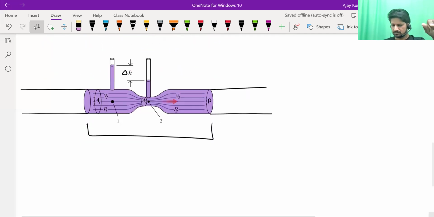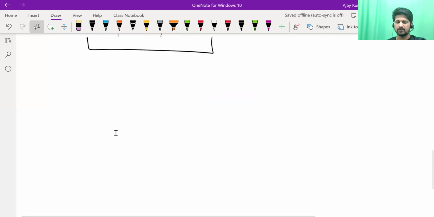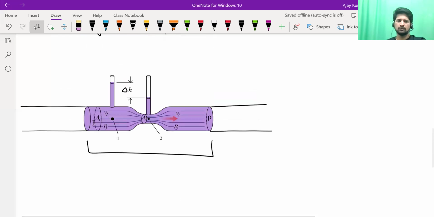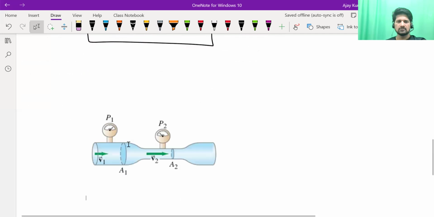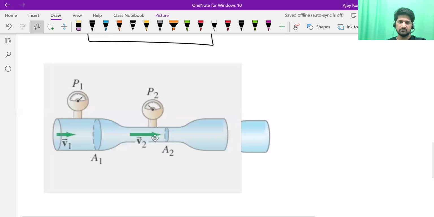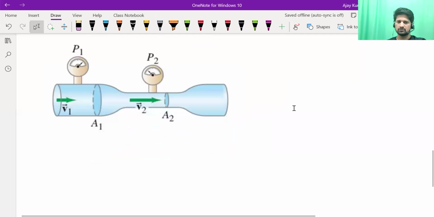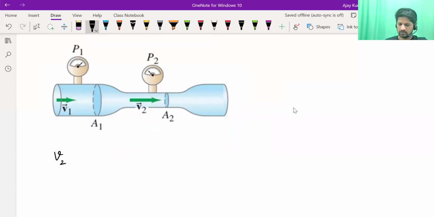Now, there are other types of venturimeters also. Consider this one. They don't show you the height of liquid. In fact, they are not open. It's not safe to allow every liquid to be open to the atmosphere. So suppose there is a venturimeter like this. There is a pressure gauge connected. It will give you readings of P1 and P2. It won't tell you H1, H2. So I want you to derive the expression for V2 in terms of all these.